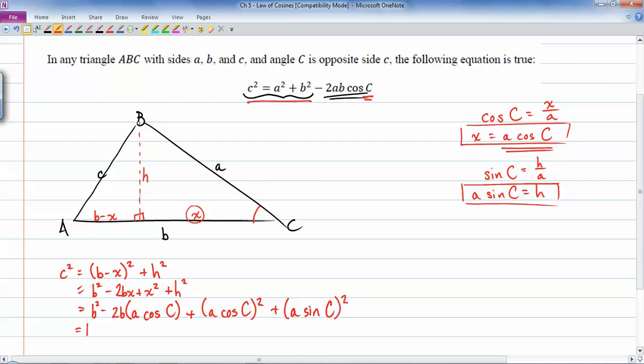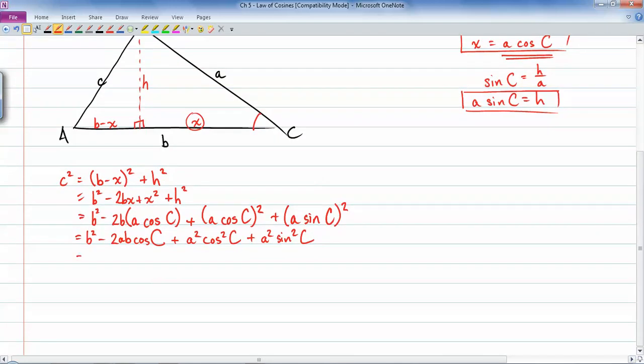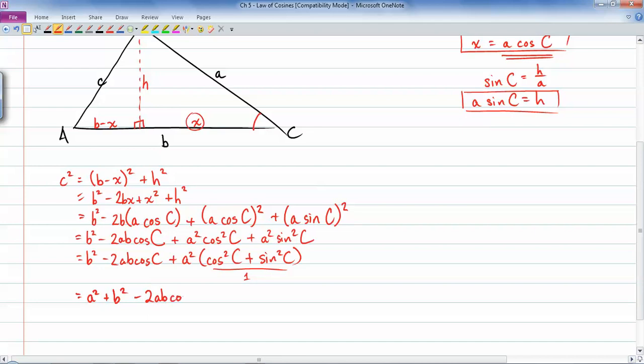So if I work this out a little bit, I've got b squared minus 2ab cos C plus a squared cos squared C plus a squared sine squared C. So I can take these last two terms and factor out an a squared, and I get cos squared capital C plus sine squared capital C. And we know that cos squared plus sine squared is always 1. So this just turns into a 1 right here. So this becomes a squared plus b squared minus 2ab cos C equals little c squared. That's just bringing this down.